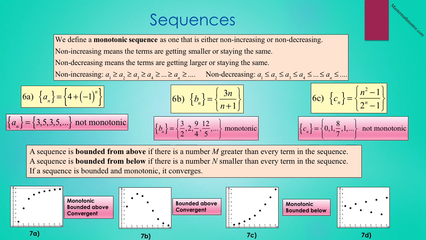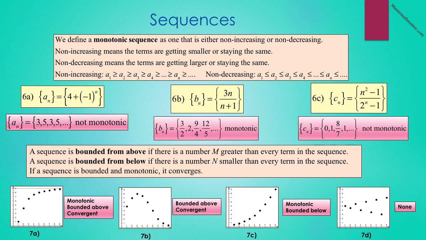In 7c, this is indeed monotonic, as the points are getting higher and higher. It is bounded from below because this curve will never get below 0. However, it is not convergent, as the limit as n approaches infinity is infinity.